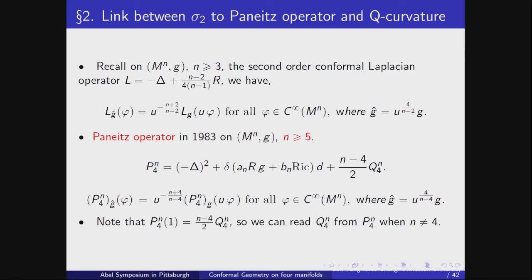And he did this for n bigger than or equal to 5. Why? Because, for example, when n is not equal to 4, you can see the curvature from the operator: the operator operating on phi equal to 1 gets you the curvature. So the relation between the operator and the curvature is obvious. It's like from the conformal Laplacian, you see the scalar curvature. So that's why he did it for n not equal to 4.